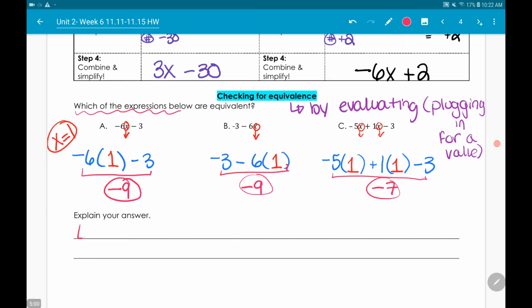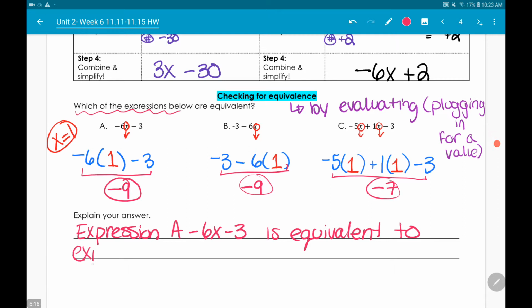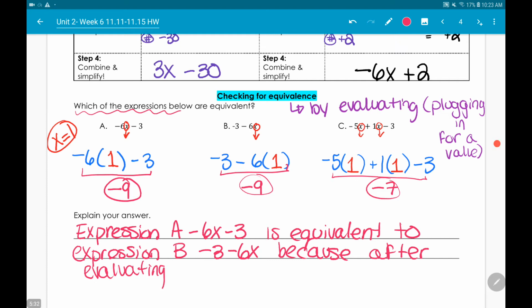Okay, so expression A is equivalent to expression B because after evaluating, I got the same value.